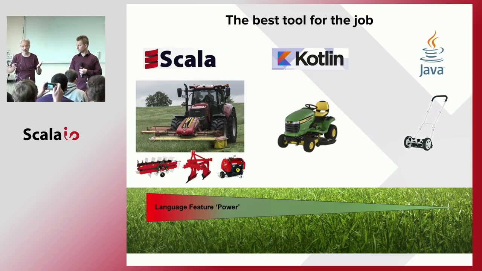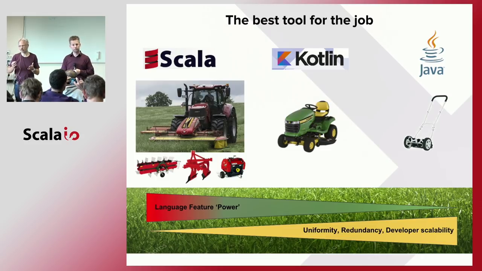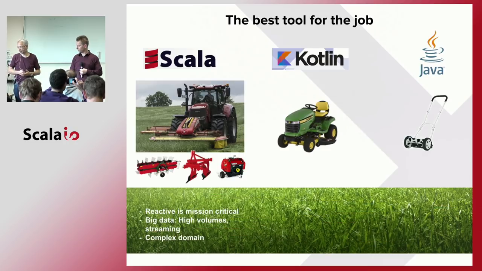So it depends, of course, what kind of team you're dealing with. On the other hand, when you look at this axis, when you want to get more uniformity and also a very important one, developer scalability, Scala developers are still very hard to find. It's a big issue I'm concerned with, whereas Java developers that could migrate to Kotlin are way easier to find than to make the transition all the way to Scala.